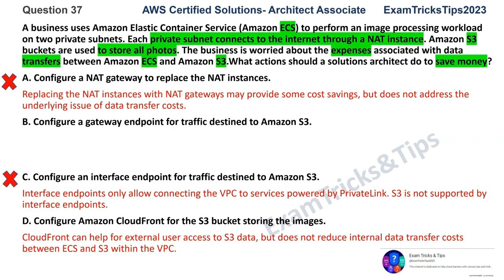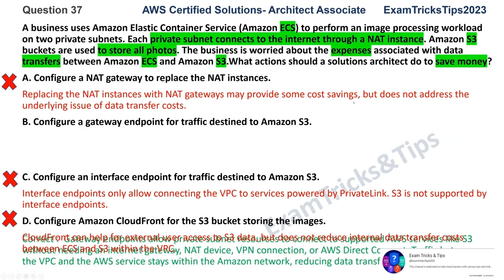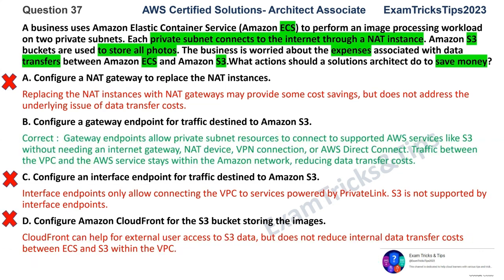Traffic between the VPC and the AWS service stays within the Amazon network, reducing the transfer cost. So in this case, what's going to happen is in this VPC, your traffic will remain within the Amazon network and you're not going onto the internet. Thus it saves the cost of data transfer because you're using your own network and not the public network for data transfer. So you never leave the AWS network infrastructure in this case. So that's your correct answer, option B: use gateway endpoint for traffic destined to Amazon S3.